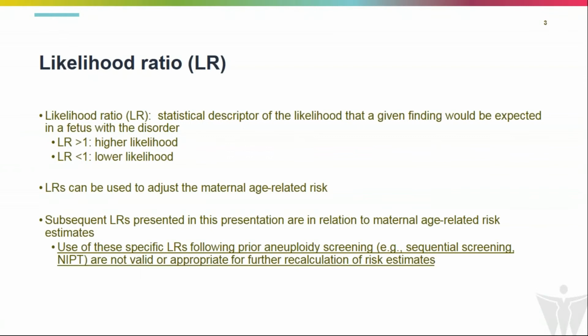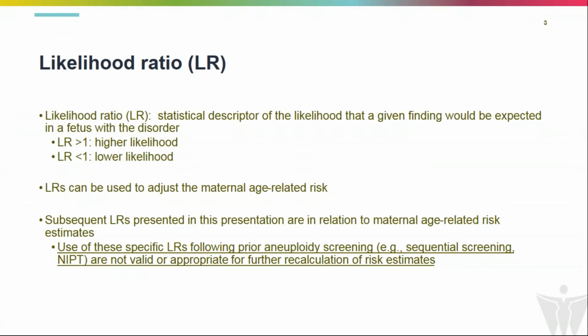I want to introduce a concept known as the likelihood ratio. So the likelihood ratio is really a statistical descriptor, much like, to a certain extent, odds ratio, which you may be more familiar with. But the likelihood ratio is a descriptor of the likelihood that a given finding, like an aneuploidy marker, would be expected in a fetus with a disorder like Down syndrome. So simplistically put, a likelihood ratio greater than 1 suggests a higher likelihood that the baby would have Downs, versus a likelihood ratio less than 1, a lower likelihood.